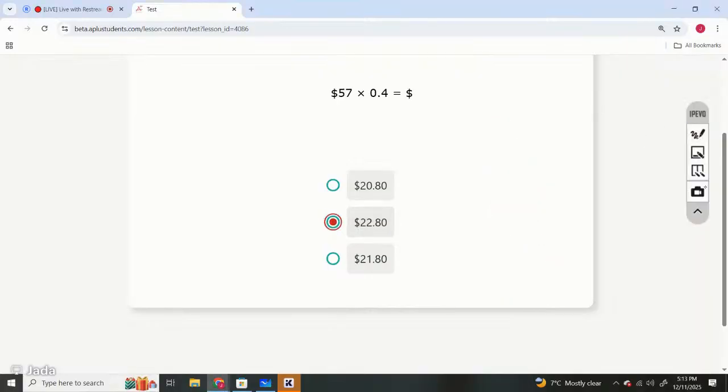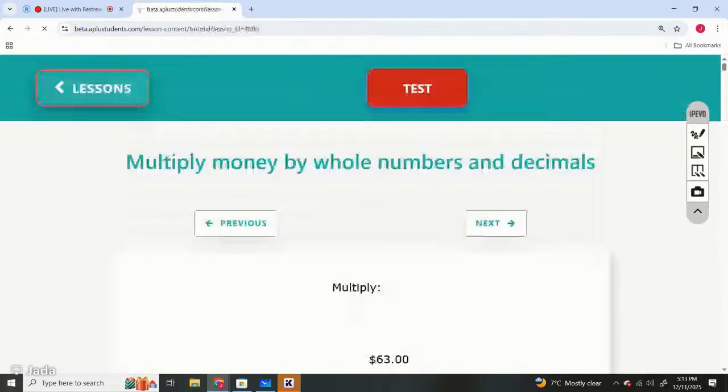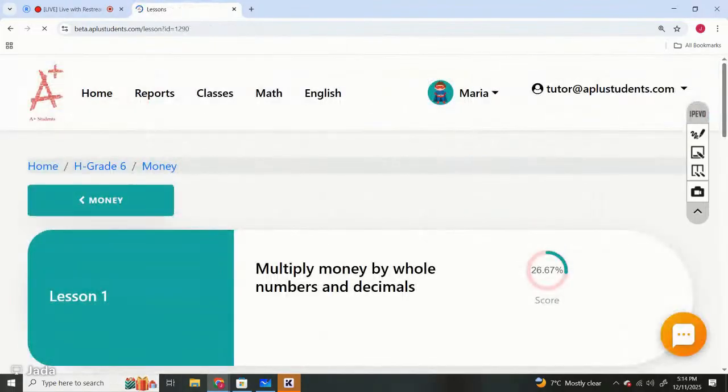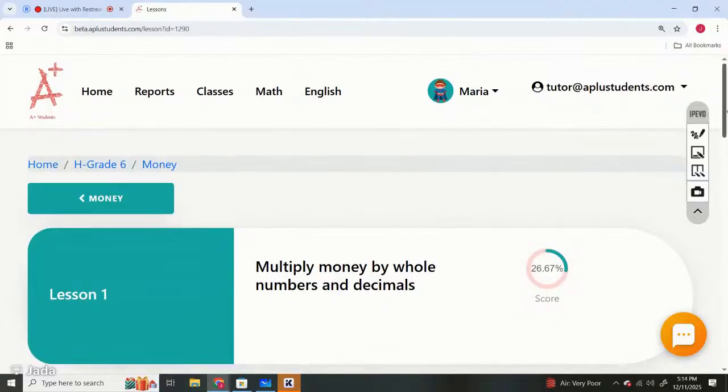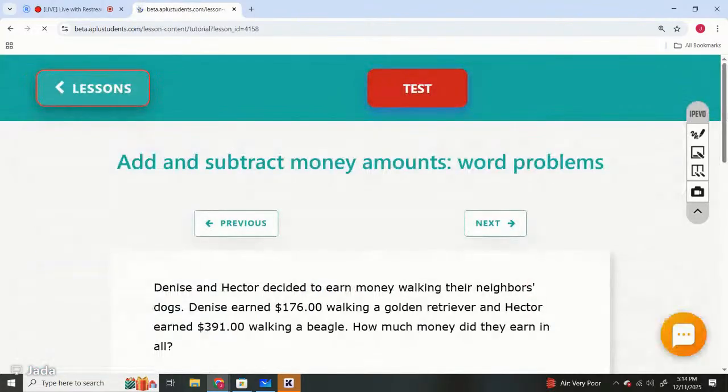Option number 2 is the correct option. Let's just move on to the next lesson. The next lesson is add and subtract money amounts word problems. So let's just start with the test question.